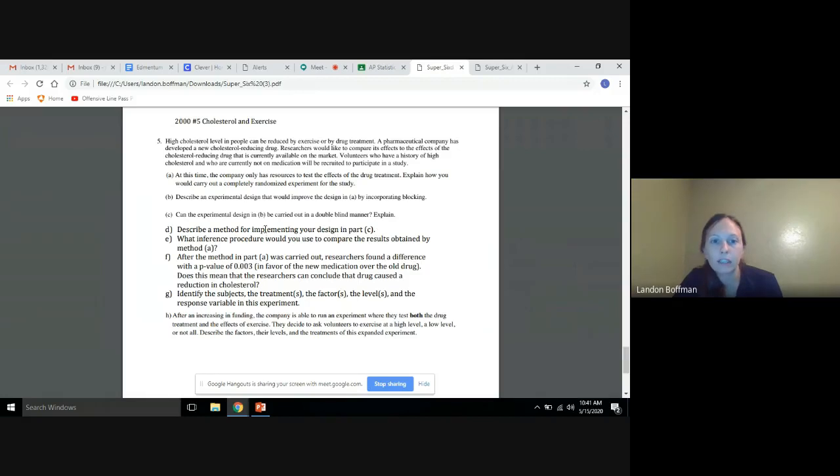Okay, so part D, we don't need to do describe. That's supposed to say part A right here instead of part C. And if you did part A correctly, you should have already done that. So don't worry about that. Part E says, what inference procedure would you use to compare? I feel like, because they're trying to cover all of AP Stats in two questions, they're going to use one of these where it's an experiment and then you do inference from that experiment. So any ideas on what inference procedure, what name would we pick to compare the results?